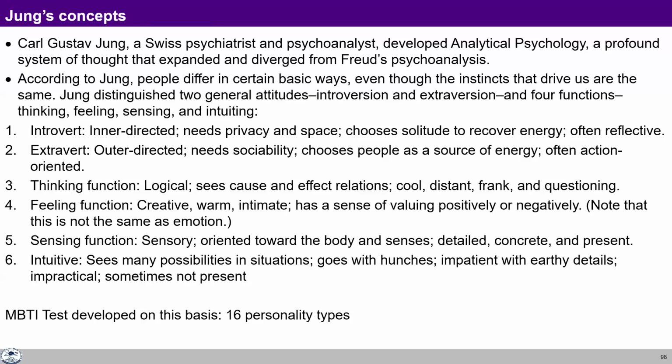So introvert means inner directed, not sharing outside. Outer directed is extrovert, sharing everything outside. Thinking function is being very logical in approach. Feeling function is being creative and warm inside. Sensing is having orientation towards sensory things, toward the body and senses. Intuitive is going by intuition most of the time, by hunches.